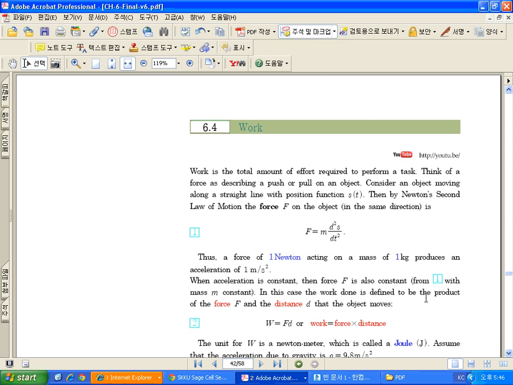Anyway, I think that will wrap up section 6.3, and we will continue to finish up section 6.4 work and 6.5 the average of the function. Do you have any questions?